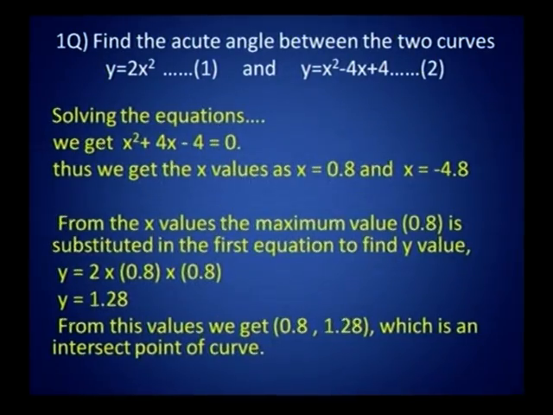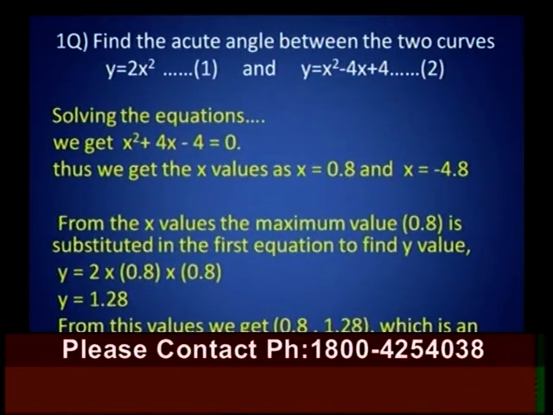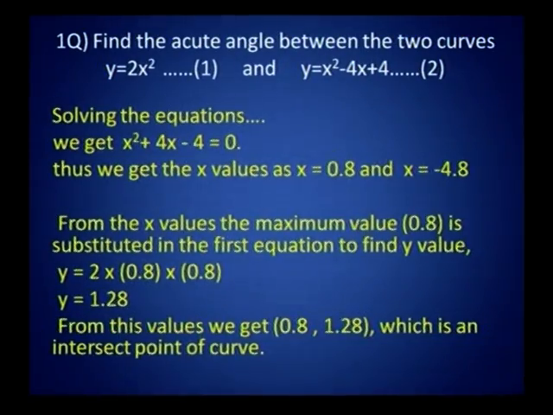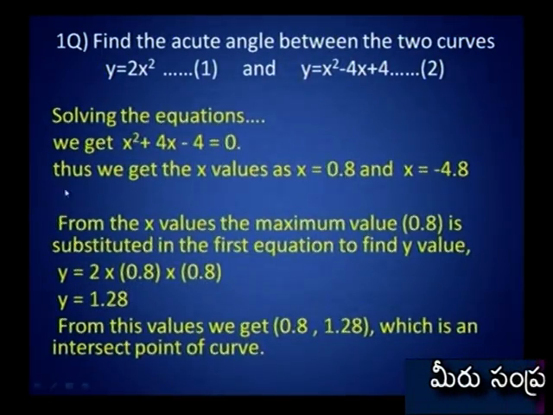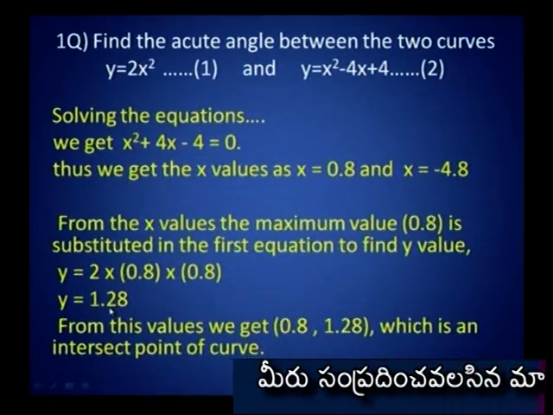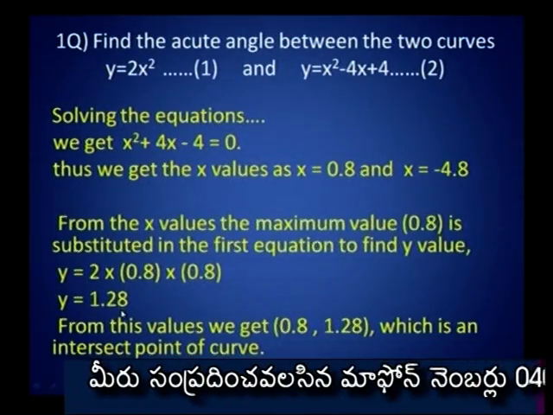I have solved another problem on how to find the angle between two curves. By solving the equations we can find the point. There are two equations, y is equal to 2x square and y is equal to x square minus 4x plus 4. By solving the equations we get x is equal to 0.8 and y is equal to 1.28.